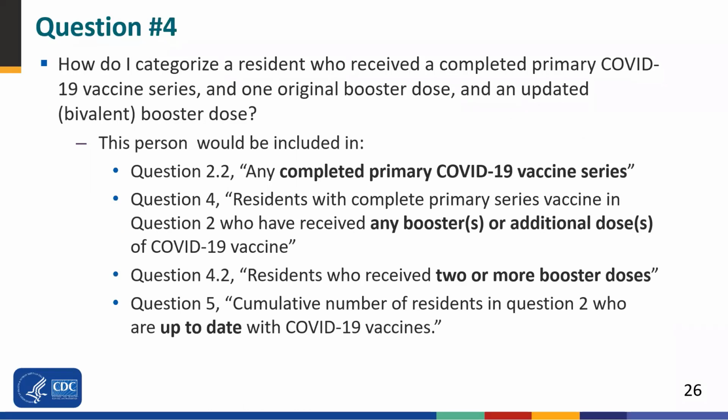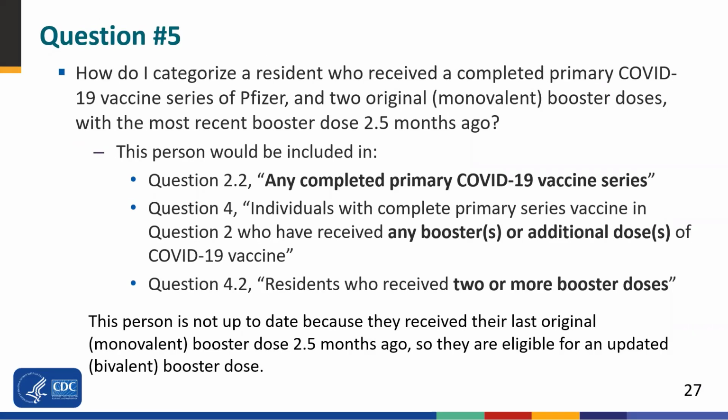In the next question, a resident received a completed primary COVID-19 vaccine series and one original booster dose, plus a bivalent booster dose. This person is considered up to date because they received an updated bivalent booster dose. They will be counted in question 2.2, 4, 4.2, and question 5.